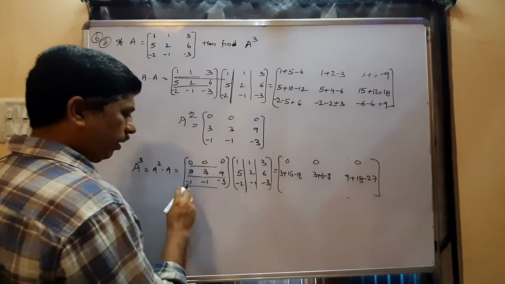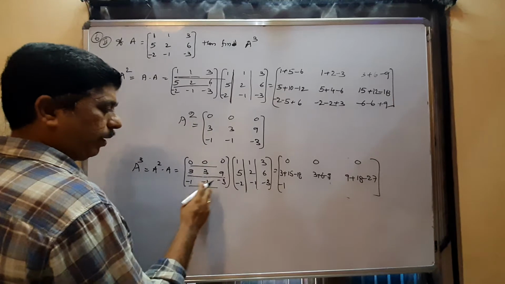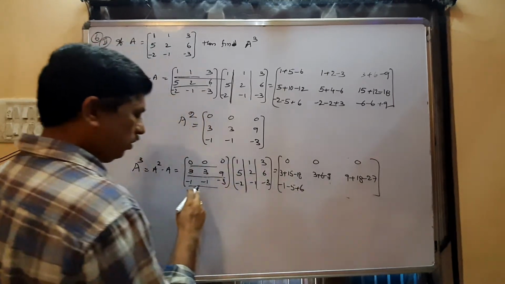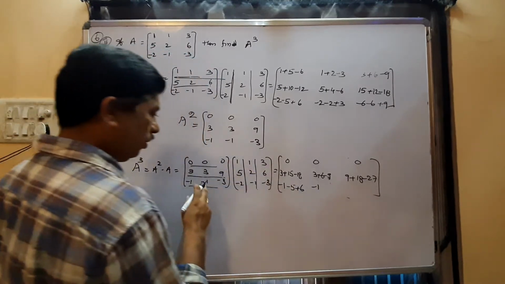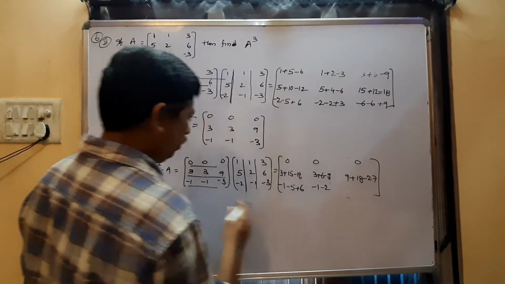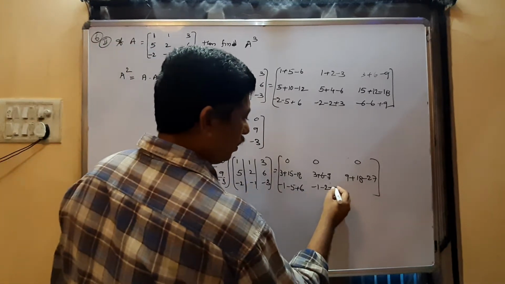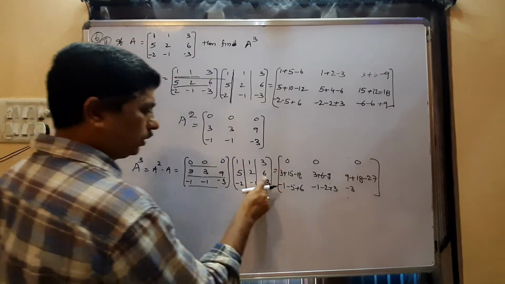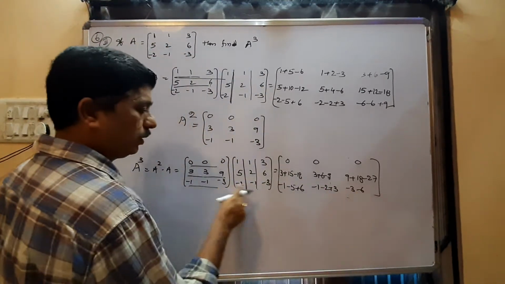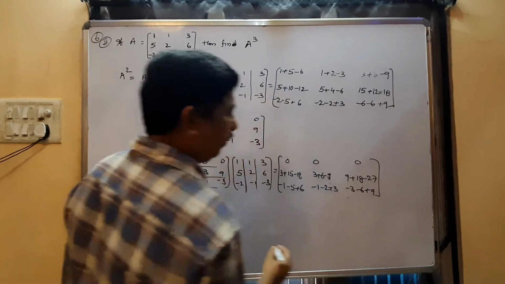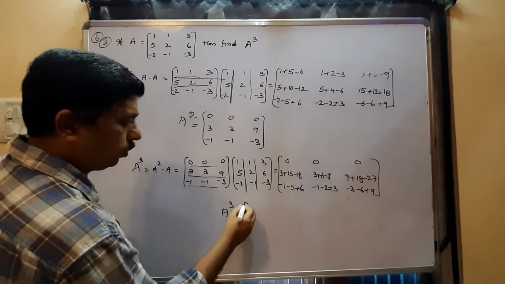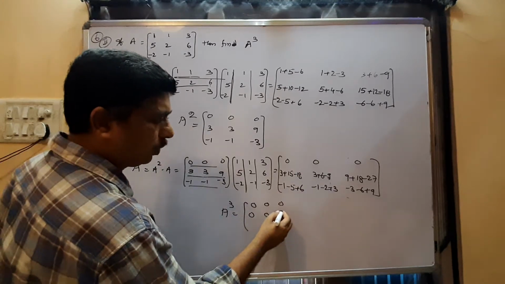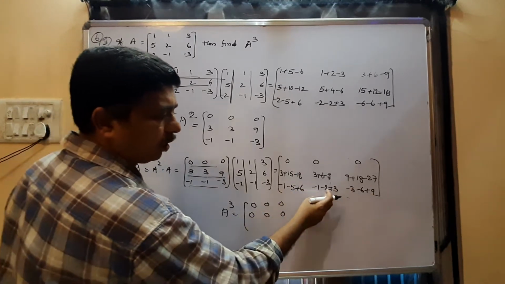Third row into first column: minus 1 into 1 is minus 1, minus 1 into 5 is minus 5, minus 3 into minus 2 is plus 6. Third row into second column: minus 1 into 1 is minus 1, minus 1 into 2 is minus 2, minus 3 into minus 1 is plus 3. Third row into third column: minus 1 into 3 is minus 3, minus 1 into 6 is minus 6, minus 3 into minus 3 is plus 9. Finally we get the A cubed value: 0, 0, 0, 18 minus 18 is 0, 9 minus 9 is 0, 9 minus 27 is minus 27... this is also 0, this is also 0, this is also 0.